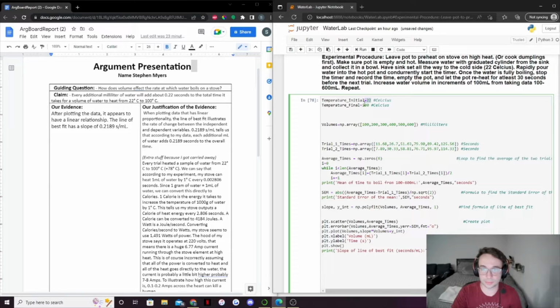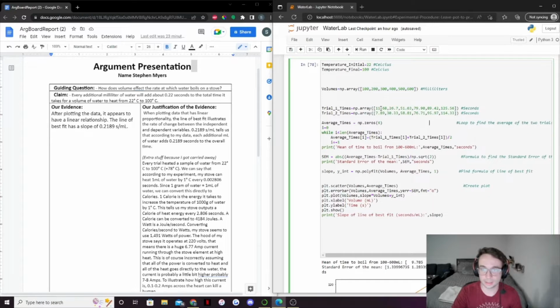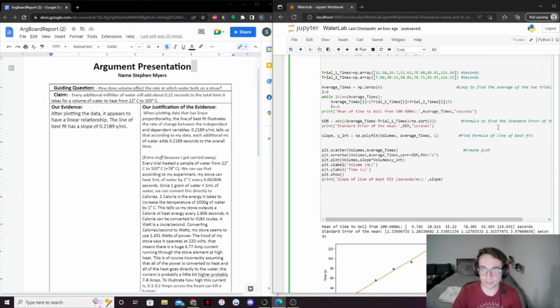So initial temperature 22 degrees, final temperature 100 degrees. These were the volumes that I tried. These were the amounts of seconds that it took to get these volumes to boil in the first trial and then the second trial. So then I wrote some code to get the average of those two times. And then I found the standard error of the mean of the average. So basically you take the average, subtract it from the actual time, and then you divide it by the square root of the amount of trials that you took.